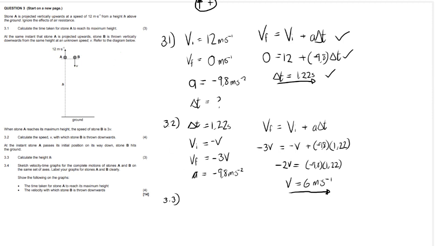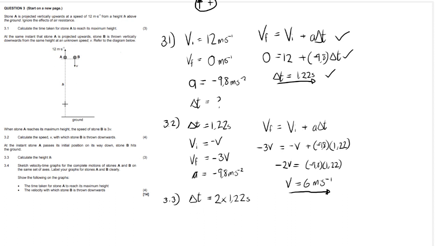That means that our change in time in this case is possible for us to calculate. The change in time for stone A to go up and then back down to its original position is going to be twice 1,22 seconds. That's a little trick that we can use. You can do the calculation if you'd like to find out how long it would take to get back down, although that is a bit much when we can make that assumption. That is a safe assumption. So let's continue. We've got the change in time.